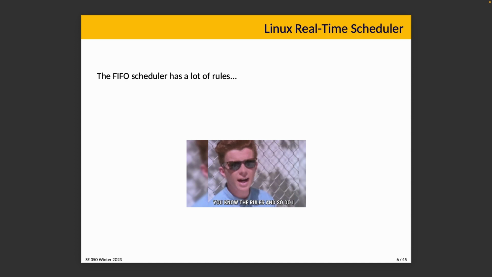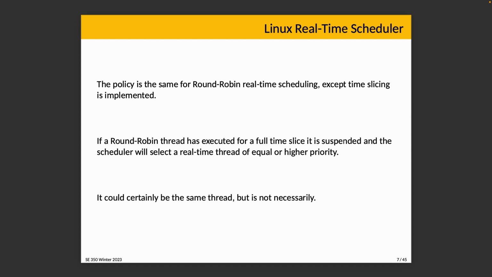Great. The policy is really the same for round robin, except time slicing is implemented. And that just means that there is a timer interrupt that says when we have executed for a certain period of time, then the scheduler runs again and decides what to do. And when that happens, the scheduler will select a real-time thread of equal or higher priority, and it could be the same one. If this is the highest priority thing, it could get selected again, even though it was the one that was just interrupted. That's fine. But it could be another one of equal priority, or if something new has come up in the meantime that is of higher priority, it could certainly be that.